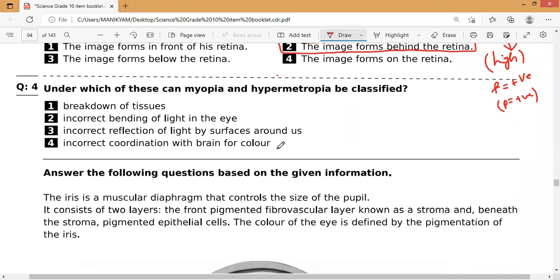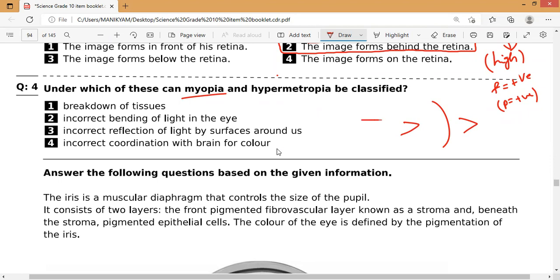Next. Under which of these can myopia and hypermetropia be classified? Anybody? Breakdown of tissues? Look at what you read in the question. Bending of light. Breakdown of tissues doesn't matter, correct? It is the incorrect bending of light in the eye. In myopia the image forms in front of the retina, and in hypermetropia it forms behind the retina. It is based upon what? Bending of light.